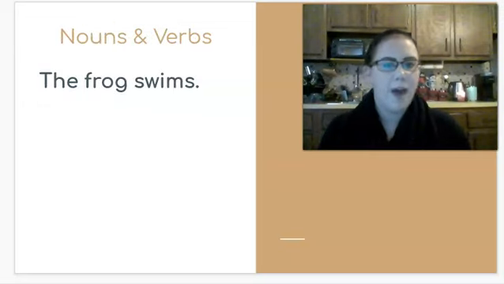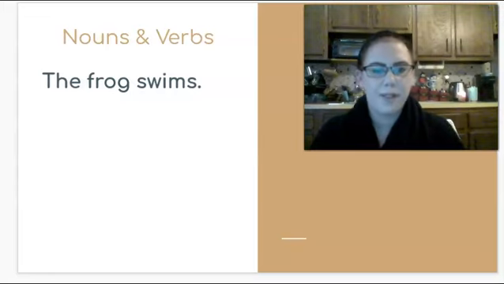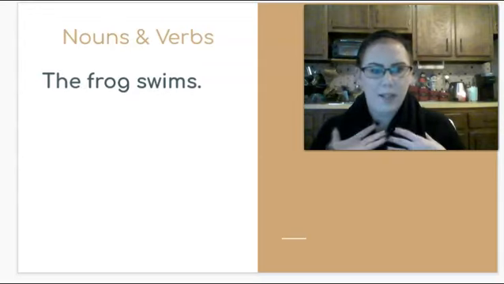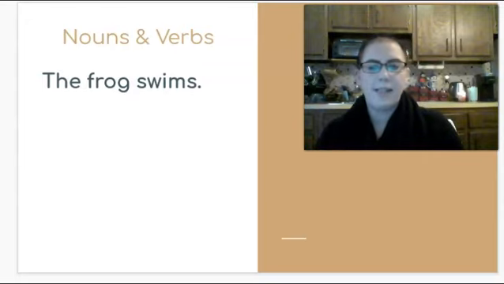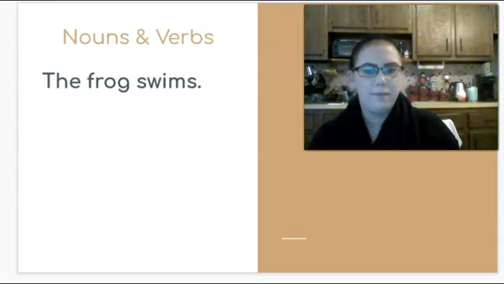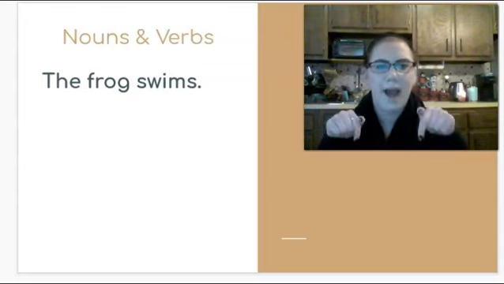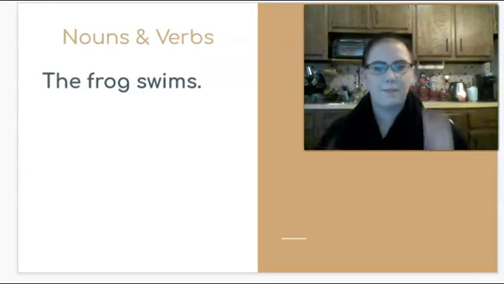Next, we're going to look at some nouns and verbs. A noun names a person, place, or thing. Like, my name is Miss Jane, so that's a proper noun. What is a verb? A verb is the part of speech that shows action. And we talked about verbs being in the present tense, happening now, and the past tense, already happened.